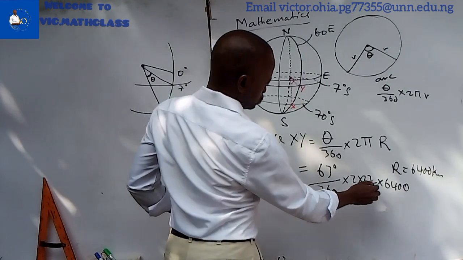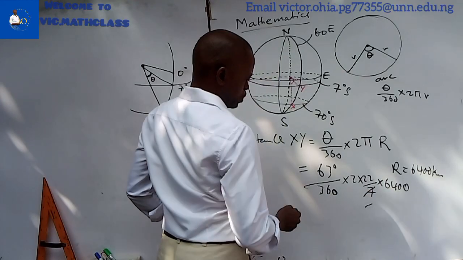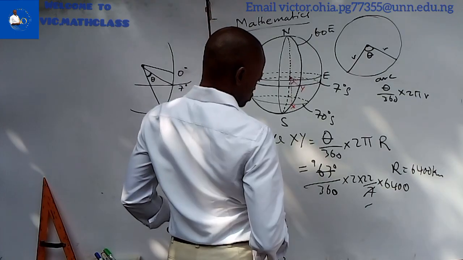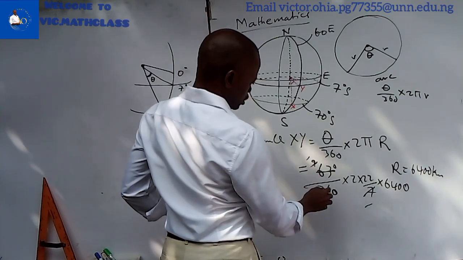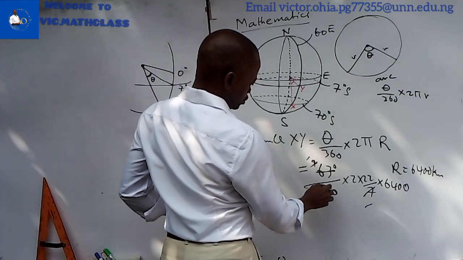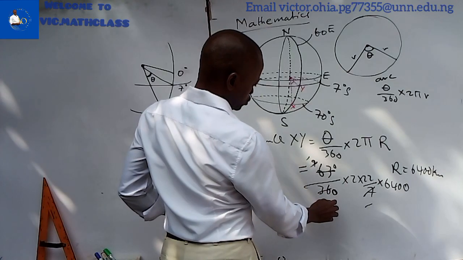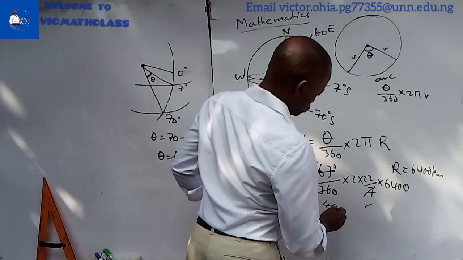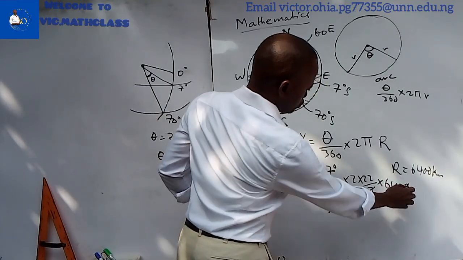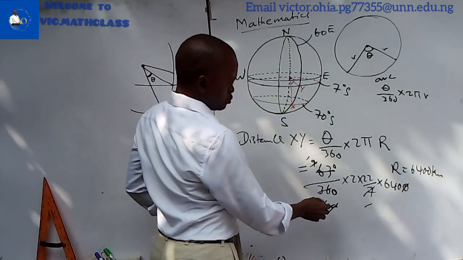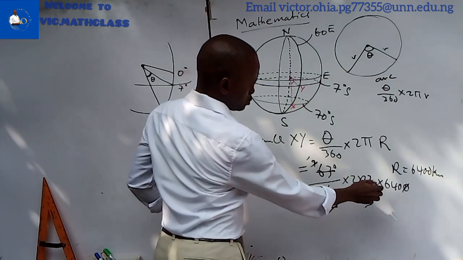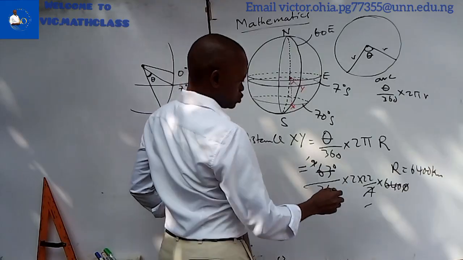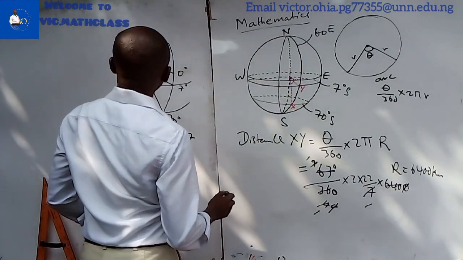So 7 can cancel itself here, and 63 cancels to give us 9. This 9 will cancel, and 9 into 36 is 4. So you add this 0, and this will give us 40. You can also remove this 0 here and the 0 in 6,400. Then 4 cancels itself, and 640 by my calculation gives us 160.